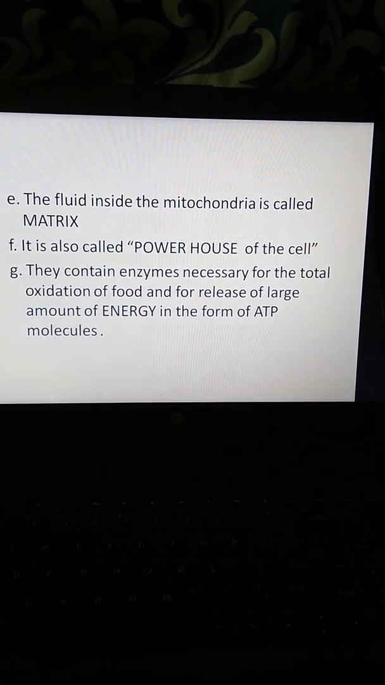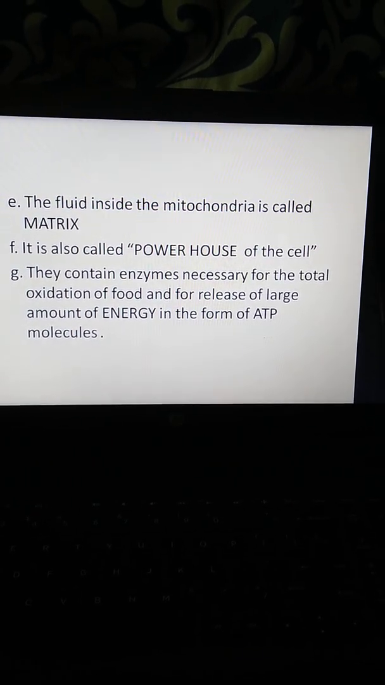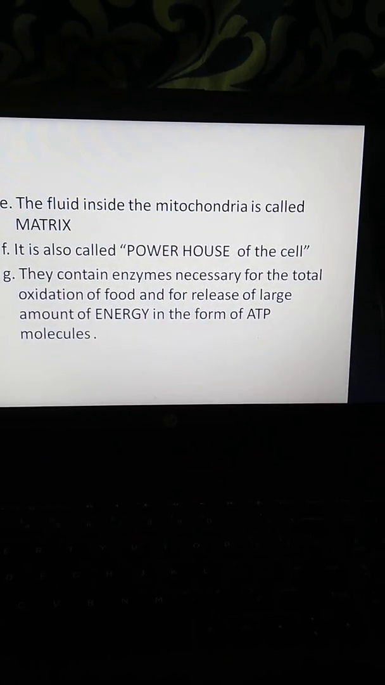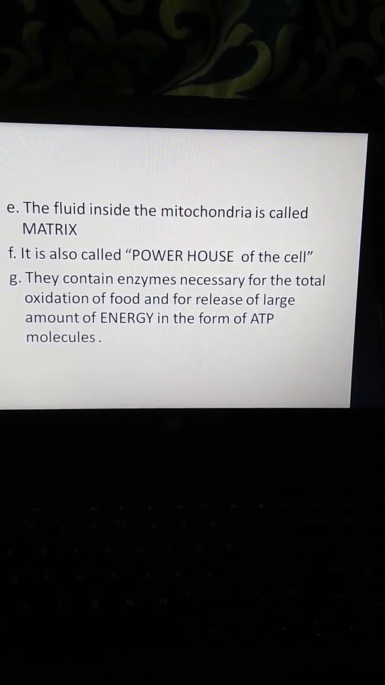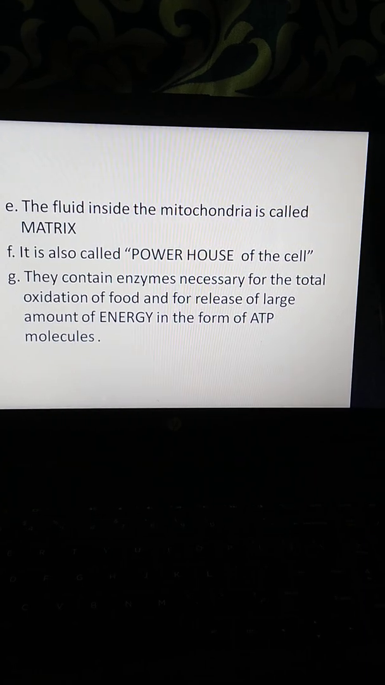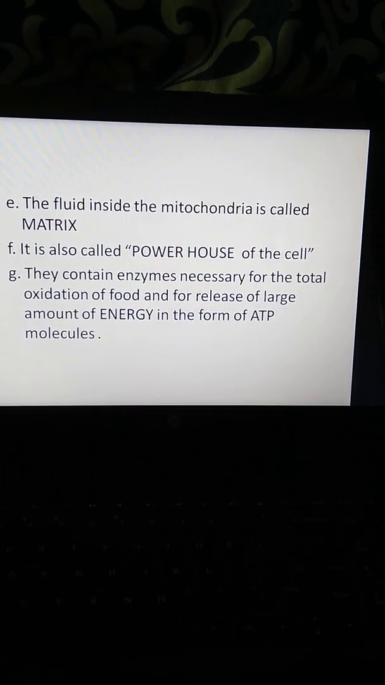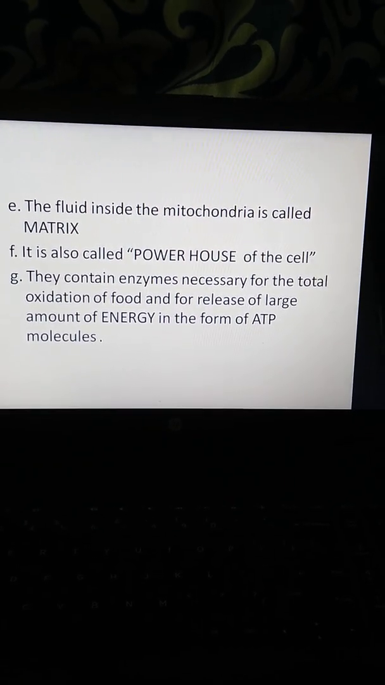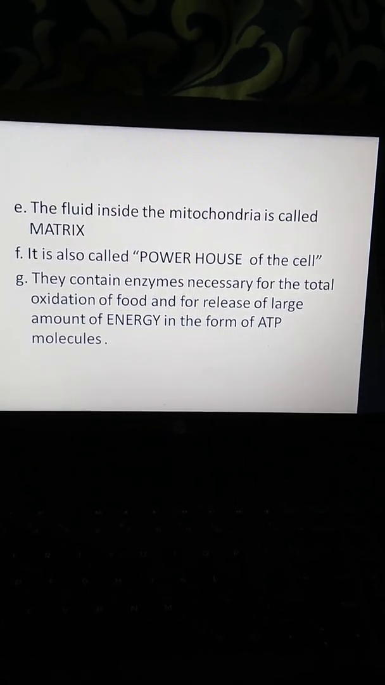Now since it is generating energy, it is known as powerhouse of cell. So why is mitochondria known as powerhouse of cell? Because here we are generating energy by using enzymes for oxidation of food, and this energy which is generated is stored in the form of ATP molecules.